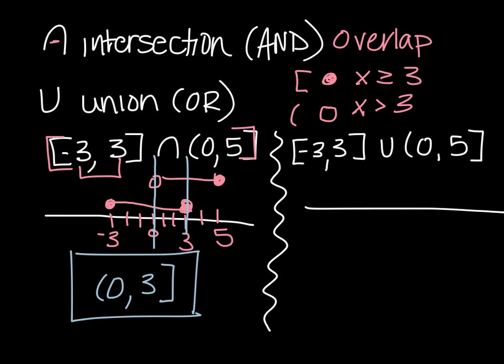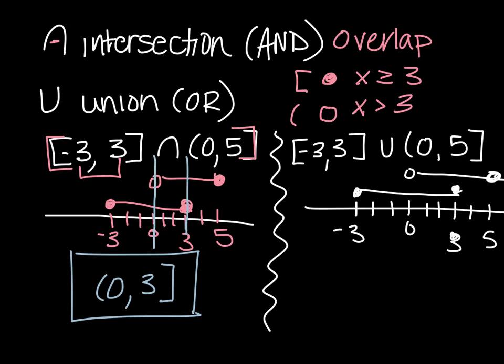So this one, in this case, is a union. So I'm going to draw it out again, -1, -2, -3, closed circle, 1, 2, 3, closed circle, everything in between. Then I have an open circle at 0 and a closed circle at 5 and everything in between.